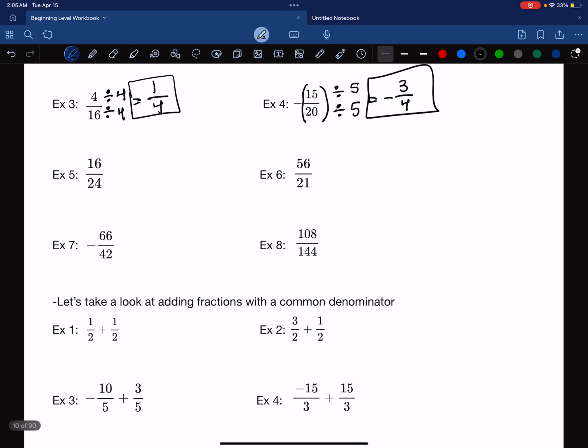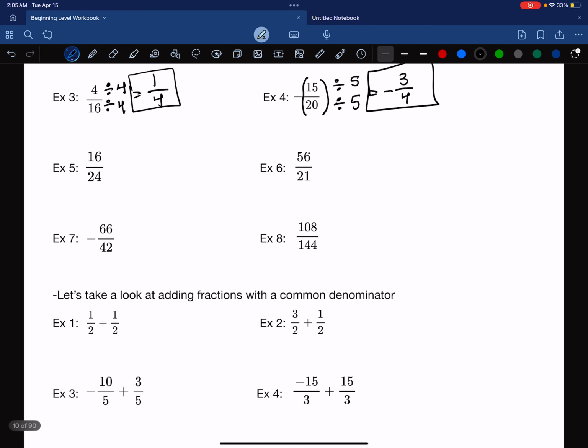Looking at example 5, we have 16/24. Now I encourage you to pause the video, try it on your own, and now let's work through it together. In this one, we can divide both numbers by 4, get out an even value. So 16 divided by 4 is 4, and 24 divided by 4 is 6.